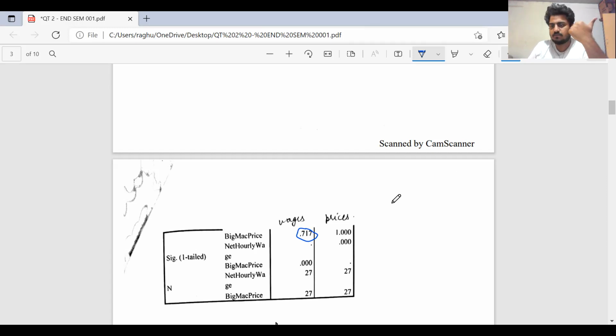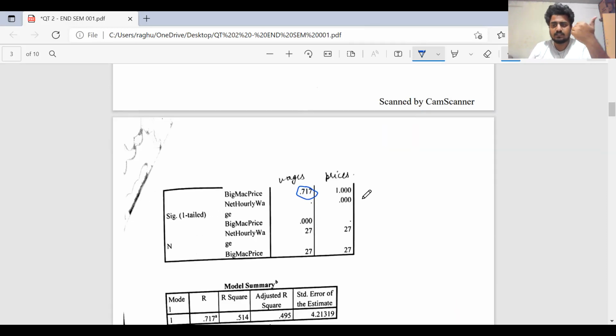It's positive. It means when the net hourly wage increases, the price of the Big Mac also increases, and it's strong, which means the increase is significant, but it's not very strong. It's not like 0.85 or 0.9. It's fairly good. It's decent. It's strong. It's 0.717. So that is the first output that we get, and the first interpretation that we can say. And the second one is to validate the hypothesis.